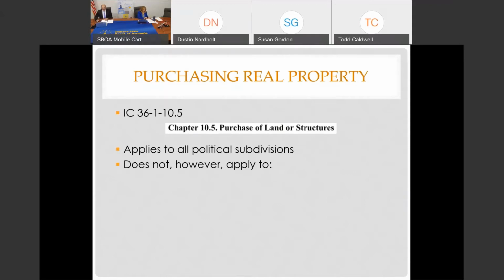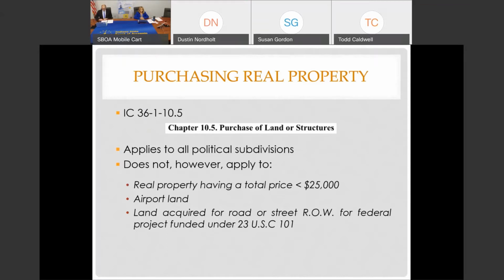This chapter applies to all political subdivisions, but there are several exclusions in 36-1-10.5-1. For example, this chapter does not apply to real property having a total price, including land and structures, of less than $25,000. It also doesn't apply to airport land or structures under Indiana Code 8-22. Land or structures acquired for a road or street right-of-way for a federal aid project funded in part under 23 USC 101.